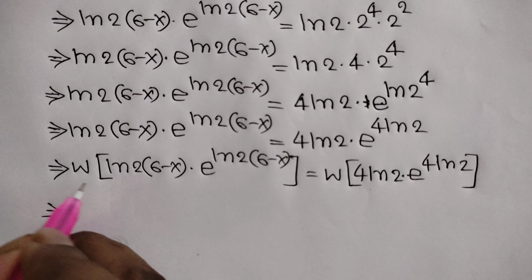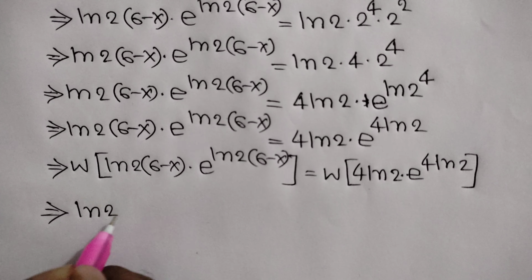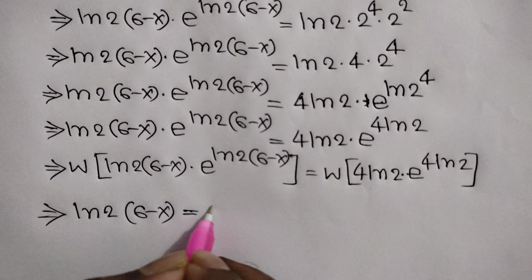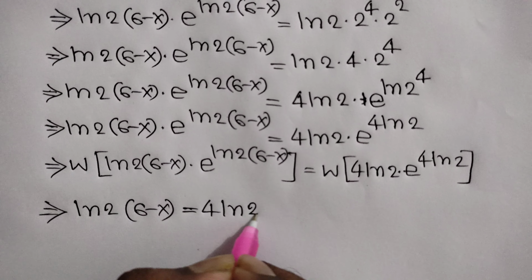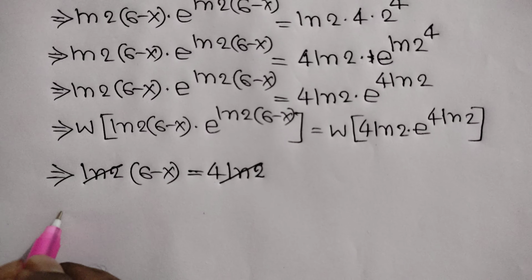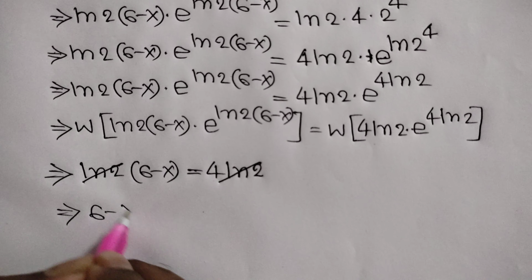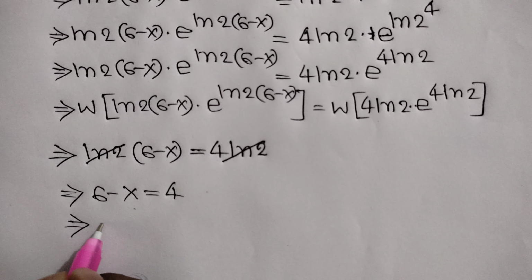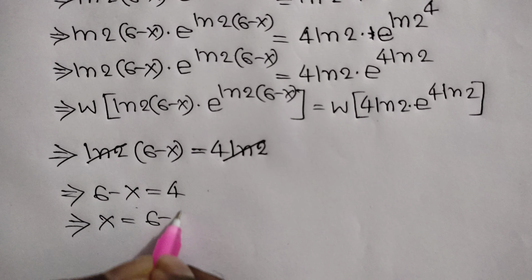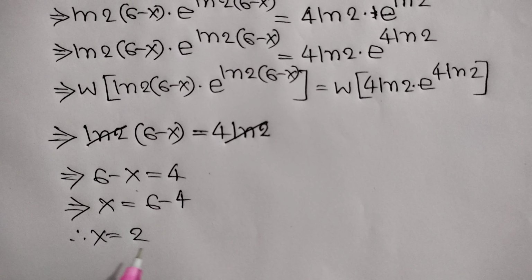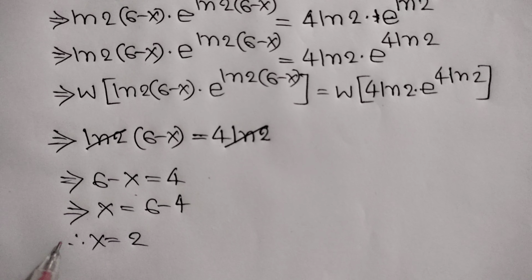So here we will get ln of 2 times 6 minus x is equal to 4 ln of 2. Now this ln of 2 cancels out this ln of 2. So we get 6 minus x is equal to 4, now x is equal to 6 minus 4. So finally we get x is equal to 2, and it is our final answer.